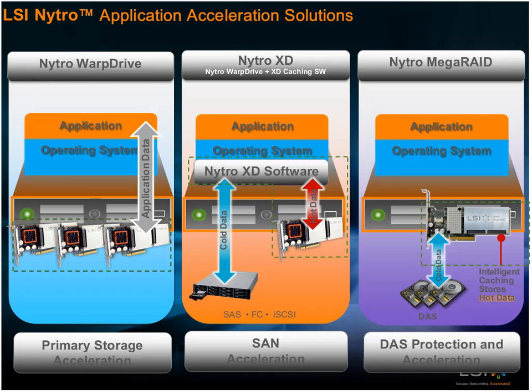Or you could use a Nitro MegaRAID in a DAS environment, and as I said, you get that advantage of RAID protecting your HDD storage in a single DAS environment and getting that same Nitro caching acceleration through the Nitro MegaRAID NAND flash caching layer that you see below this heatsink here.